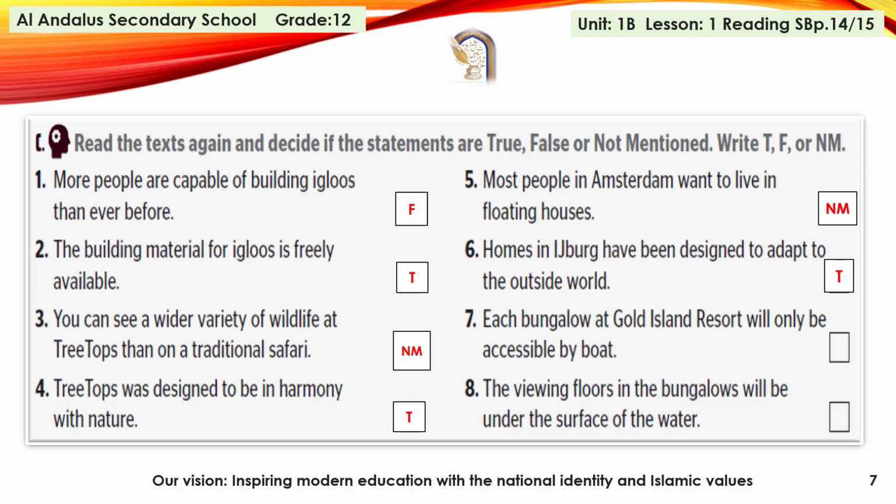Number 7, each bungalow at Gold Island Resort will only be accessible by boat. This is false. Number 8, the viewing floors in the bungalows will be under the surface of the water. That's right. The sentence is true.